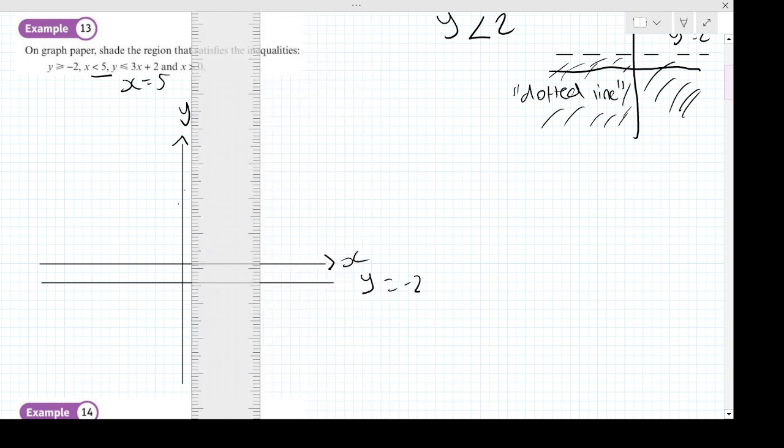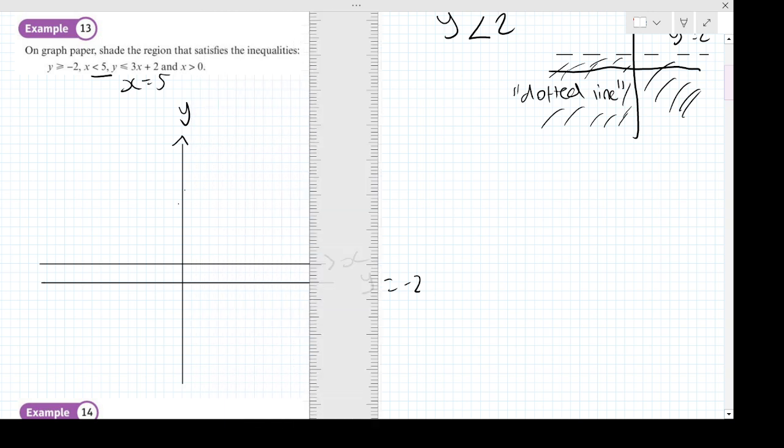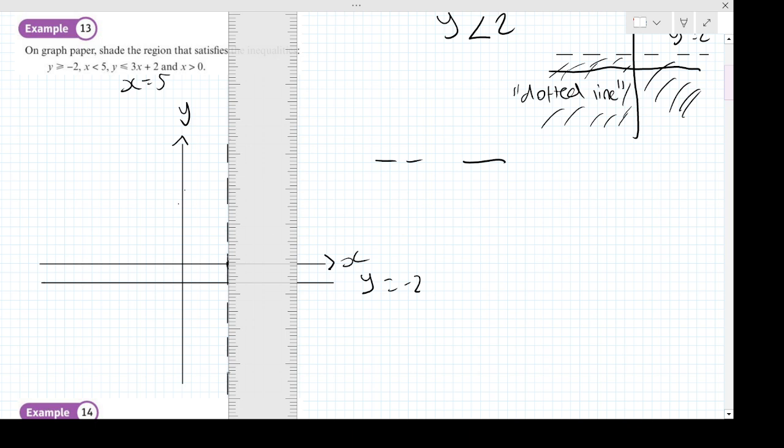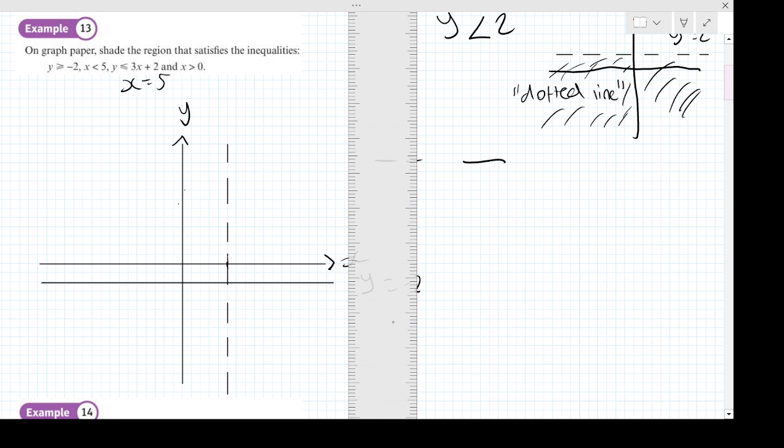So x equal to 5. Find 5 on the x-axis: 1, 2, 3, it's going to be there. So our line's going to go through there. However, before we draw the line, is it going to be dotted or filled? Look at the inequality. It's a strict inequality, not equal to. So it's going to be a dotted line, because we want to exclude 5. So make sure we do dotted. There we are, that's x equal to 5.